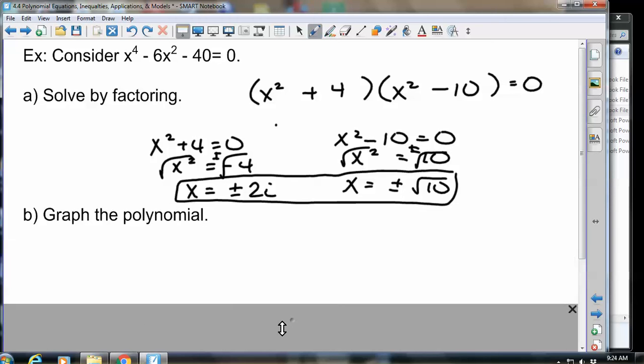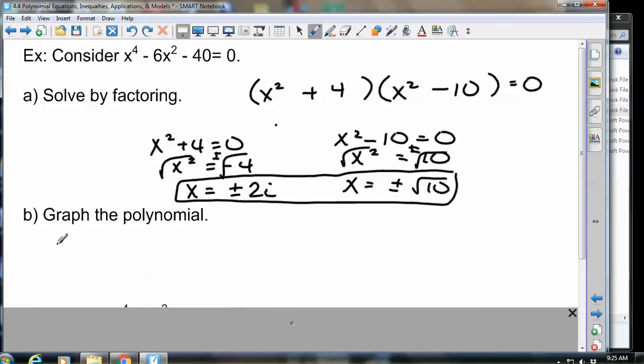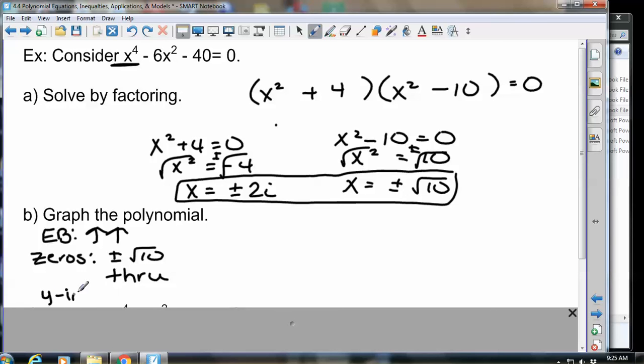Okay. Let's talk about our graph just briefly. What would my end behavior be? It's a positive x to the 4th, 4 is even, so both ends are going up. The zeros are the x-intercepts. Can you graph positive and negative 2i? No, so you could list them here, but you don't have to if you just want to put the real ones. We have positive and negative radical 10. Both have multiplicity of 1, so it'll go through.